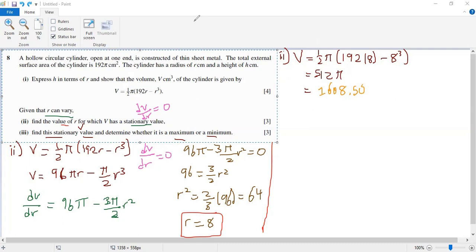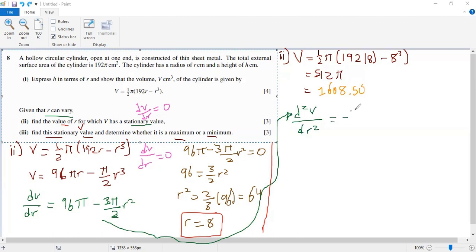Anyway, let's determine whether it's a maximum or a minimum. This part is a little bit interesting, because to determine whether it's a maximum or minimum, one of the easiest ways is to do a second differential. So from here, we do a second differential on that: d²V/dr². Let me basically just differentiate it again.